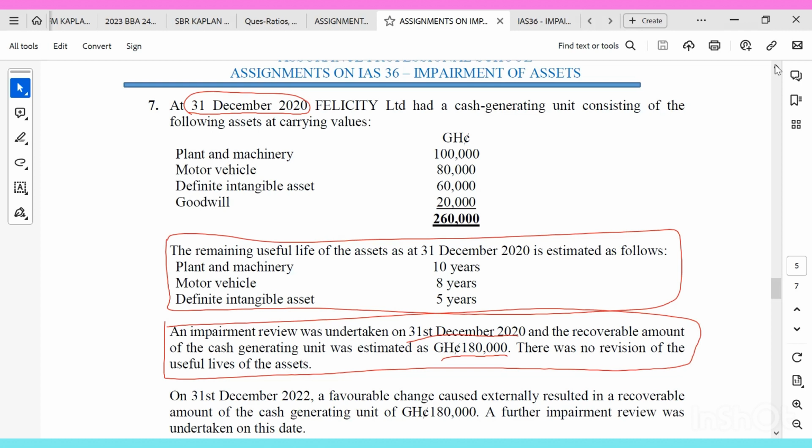So you do it for each of the assets and add them together. That will be the net realizable value for the total cash generating unit. They can also give you the cash flows to determine the value in use so that you can calculate your recoverable amounts yourself. But in this one, they have given the recoverable amounts, which is the higher of either the net realizable value or the value in use. So the impairment was conducted on the same date that the carrying value was given to us. It means that at 31st December 2020, the carrying values of the assets are going to be the same as this one, and the recoverable amount is 180.